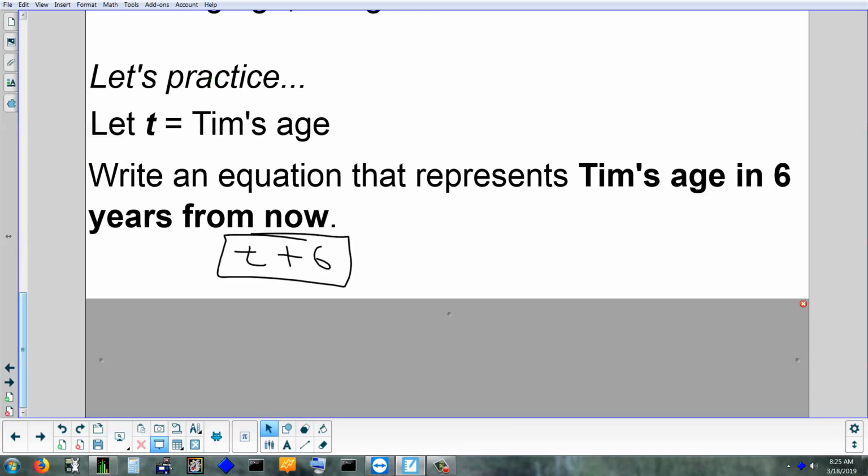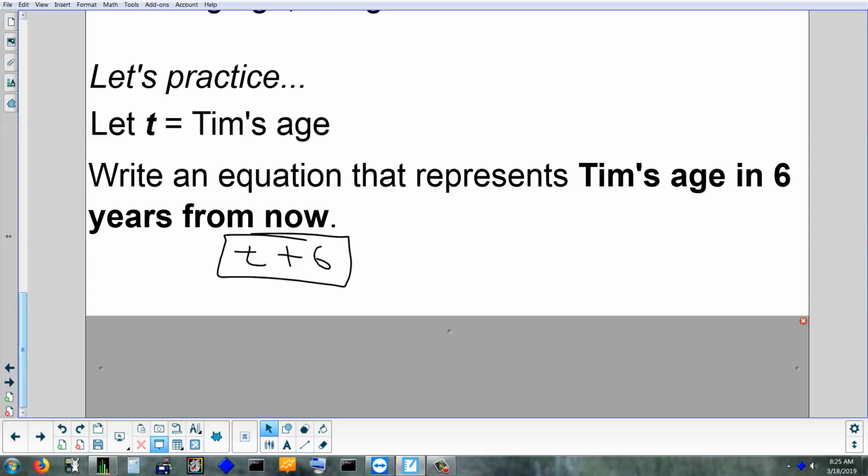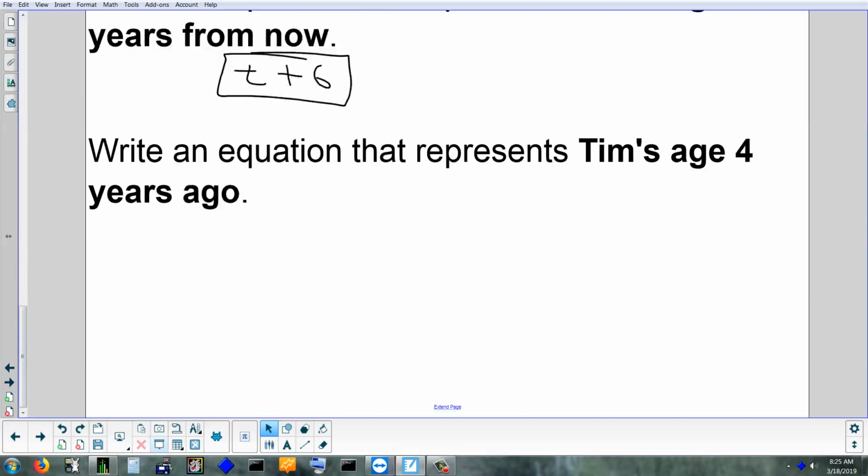t plus 6. Because in these problems, obviously we're going to have to figure out their present age, or their current age, but then it's going to ask you to either figure out their age in the future, so in this case, 6 years from now, right? That's how you would express it. Or it'll also ask you maybe to find it in the past. And we'll talk about that right now.